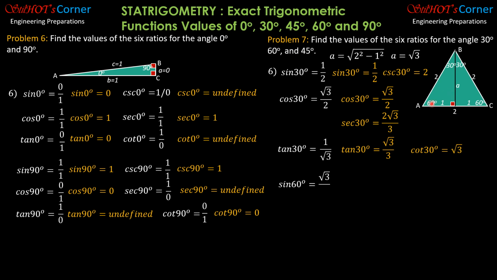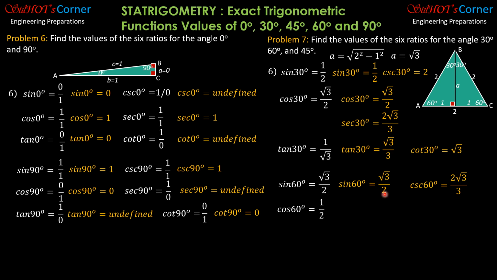Then sine of 60 degrees is equal to opposite A, which is square root of 3 over hypotenuse 2. And also take note that sine of 60 degrees is cosine of 30 degrees. Remember, the sine of an angle is equal to the cosine of its complement. So that's why they have the same values. So sine of 60 degrees is square root of 3 over 2, while the reciprocal, cosecant of 60 degrees, is 2 square root of 3 over 3.